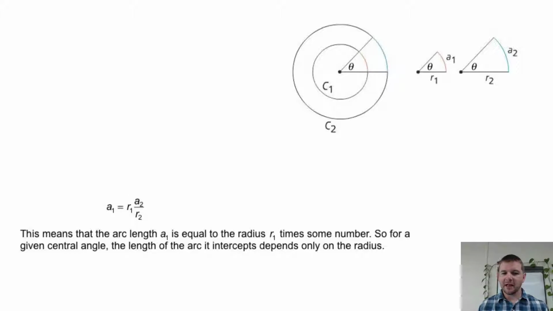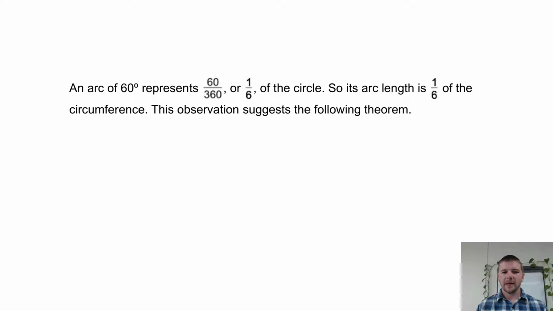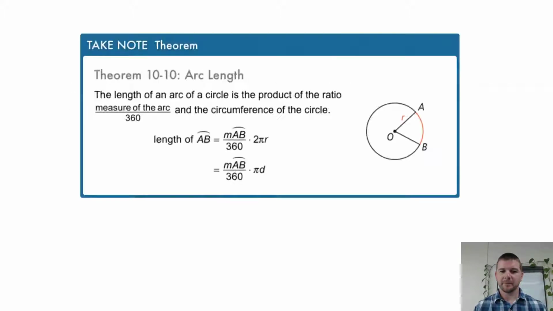This means that the arc length A1 is equal to the radius R1 times some number. So, for a given central angle, the length of the arc it intercepts depends only on the radius. An arc of 60 degrees represents 60 over 360, or 1/6 of the circle. So its arc length is 1/6 of the circumference. This observation suggests the following theorem.